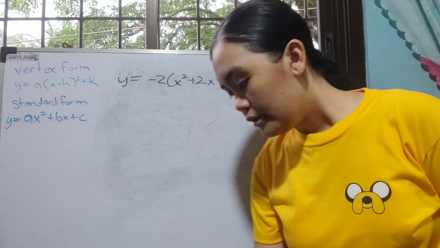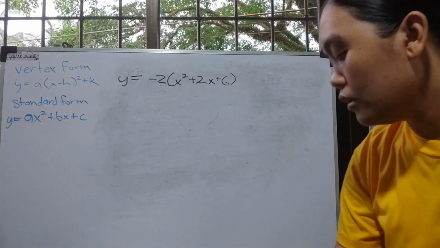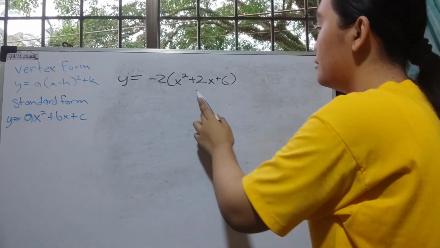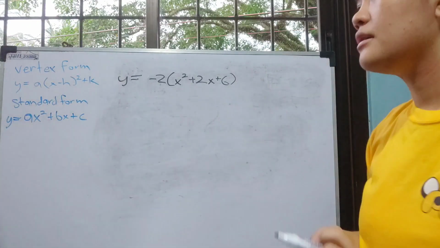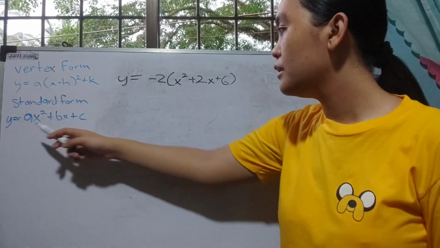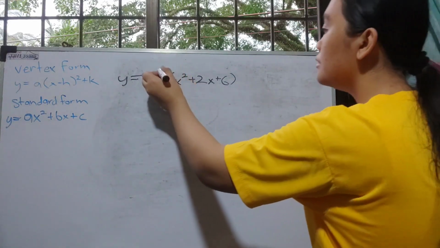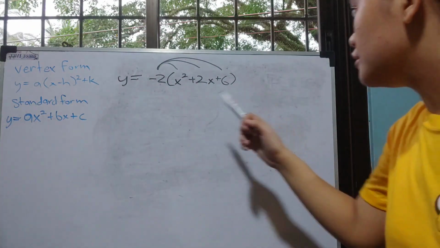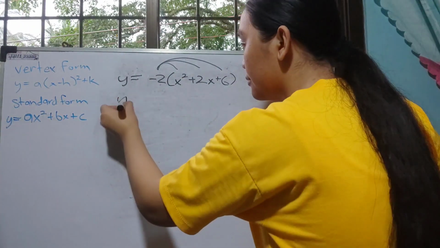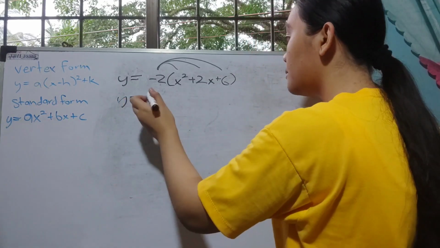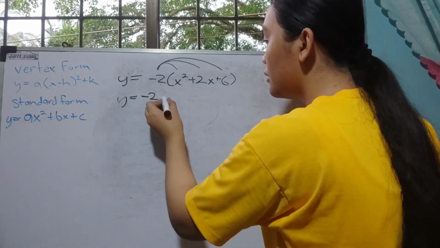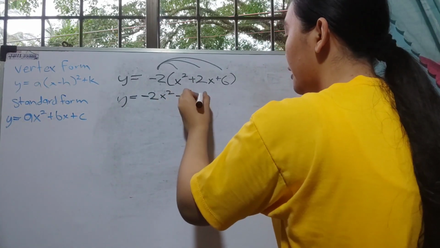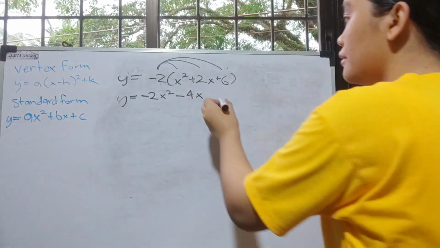Alright, here's another example. y is equal to negative 2 times x squared plus 2x plus 6. Again, we need to convert that into standard form, so distribute the negative 2. y equals negative 2x squared, negative 4x, negative 12.